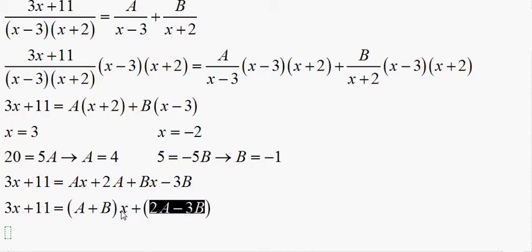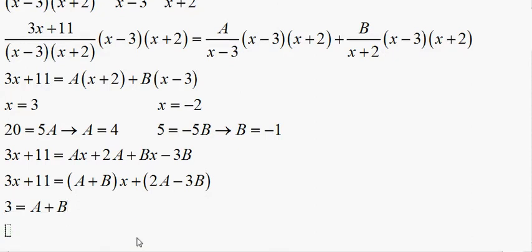Now, again, we have an identity on both sides. It's equal. So that means all the x terms are equal on both sides, and all the constant terms are. So that means that 3 is equal to a plus b, because the coefficients in front of the x terms must be equal, because this statement is equal.